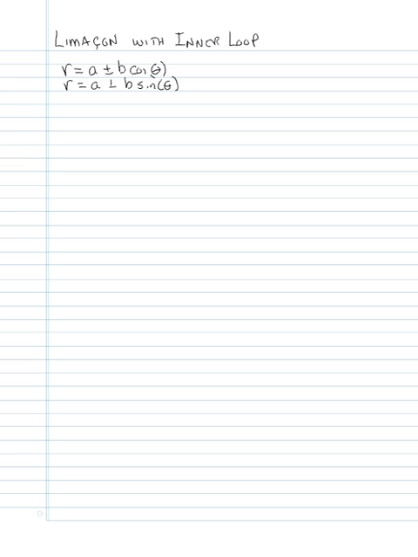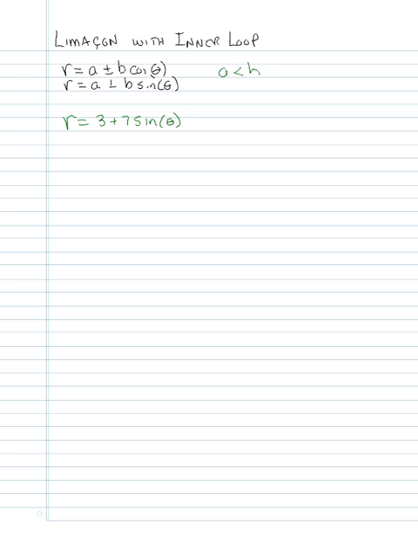Well, limacons with inner loops, the equations as I write this down in generality look very similar to what we just had, but here's the difference. In this case, we're dealing with the fact that A has to be smaller than B rather than greater than B that we had earlier. And that makes a lot of difference because, so for example, r is equal to 3 plus 7 times the sine of theta, we'll say.